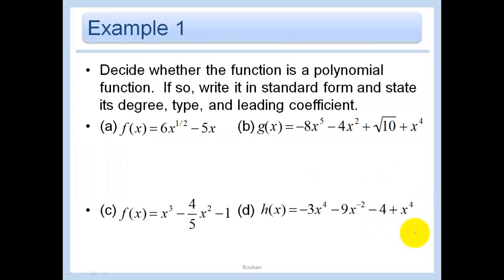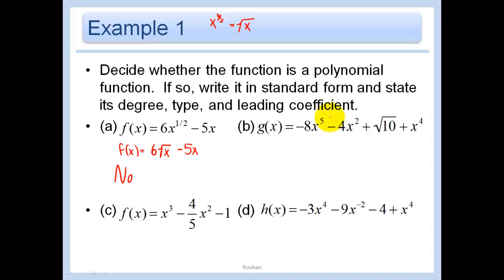Decide whether the function is a polynomial function. If so, write it in standard form and state its degree, type, and leading coefficient. So let's go for this. Now, x to the 1/2 power is the same thing as root x. I'm not sure if you've done that yet, but this would be 6 root x minus 5x. And so this would not be a polynomial function because I have a square root function, and that is not one of the types that we can have.